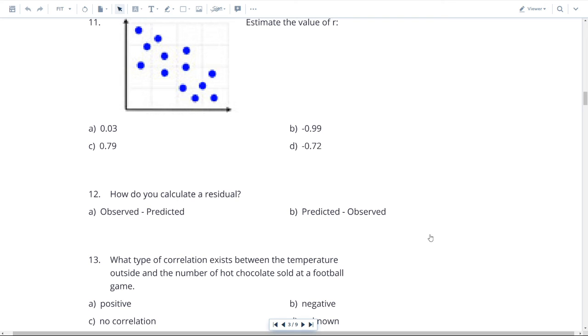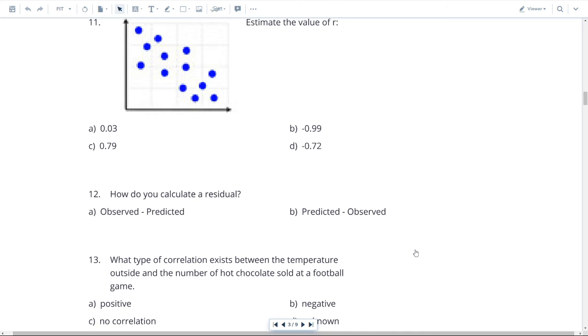83% of you got number 12 right as well. How do you calculate a residual? It's observed minus predicted. Observed minus predicted. If the data point lies above the line of best fit, you would have a positive residual. You would subtract their y values. The predicted line would be that line of best fit.